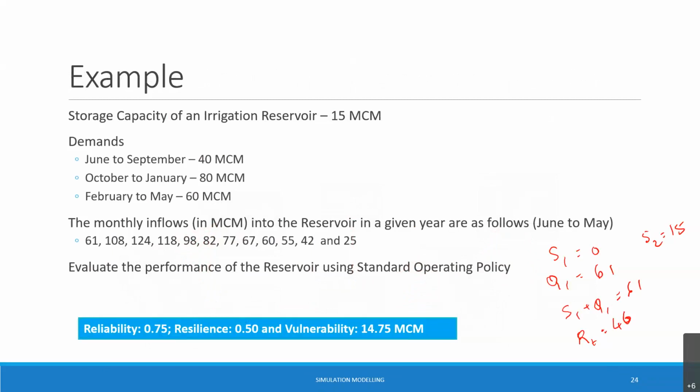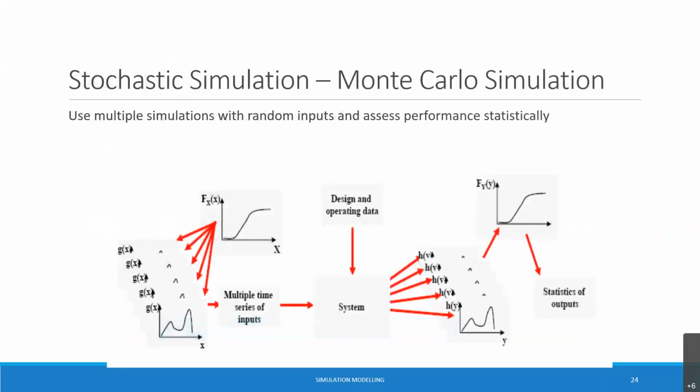But actually, I would like to understand how my system behaves on a long-term basis, over a long period of time. The inflows are uncertain and they never follow the same sequence. You have different possible sequences. So inflows are completely uncertain. In such situations, we go for what we call Monte Carlo simulation.